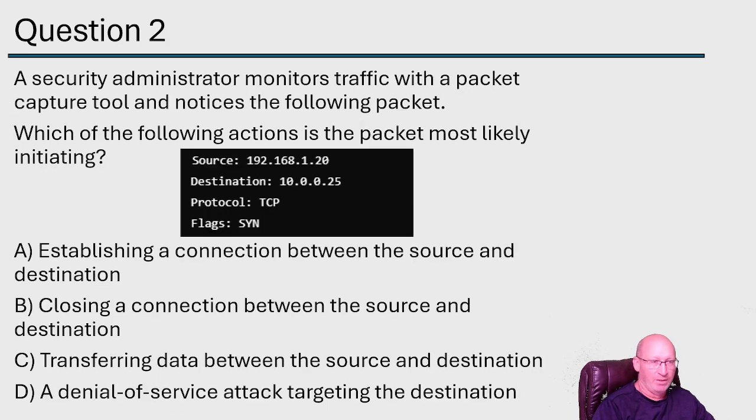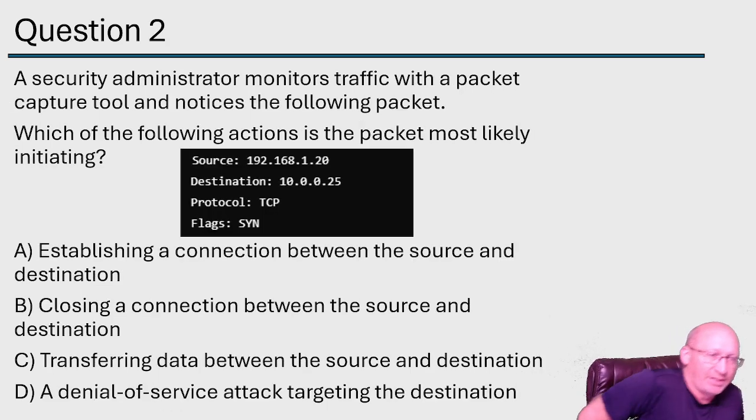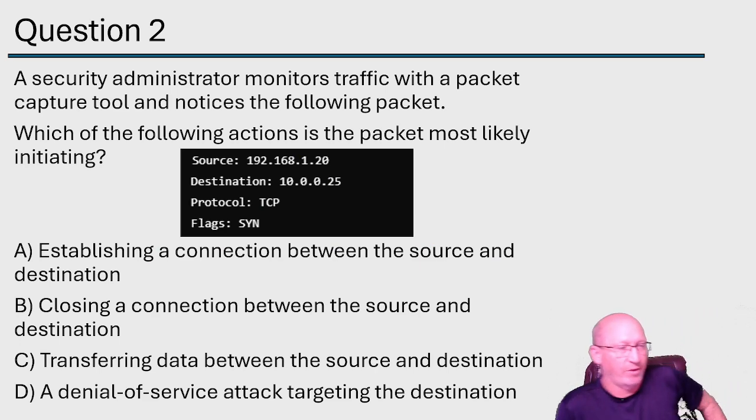All right, question number 2. A security administrator monitors traffic with a packet capture tool and notices the following packet. Which of the following actions is the packet most likely initiating? Here we can see a source, a destination, the protocol, and the flag establishing that. What's going on here? What do you think?